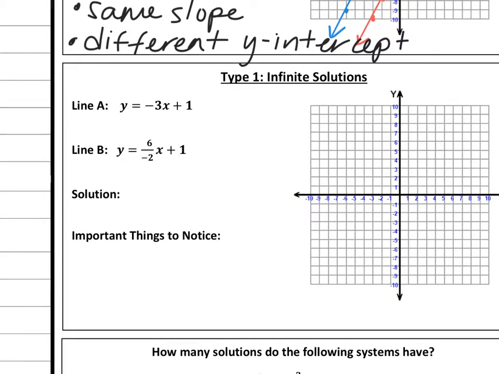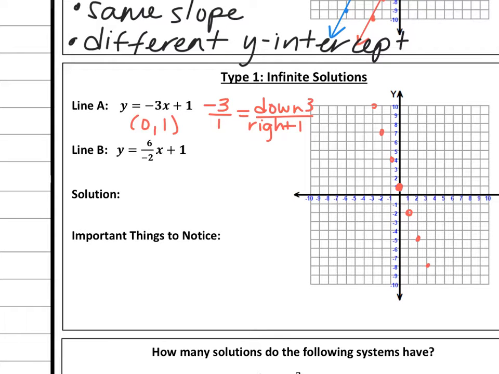So I'm looking at this one. Line A has a slope of -3 over 1, which means it goes down 3 and right 1. And it has a starting point of 0, 1. Starting point at 1 on the y-axis, and go down 3, right 1. Up 3, left 1.